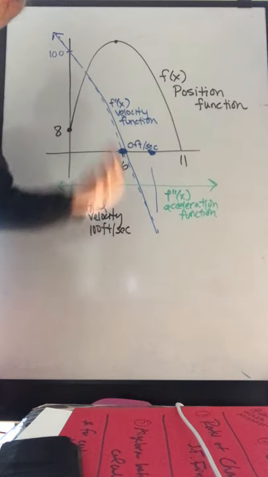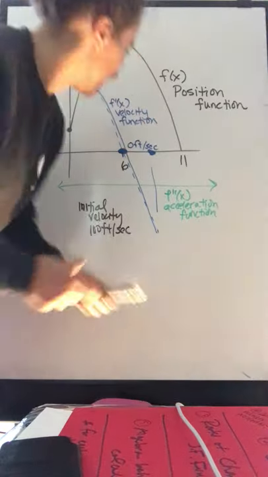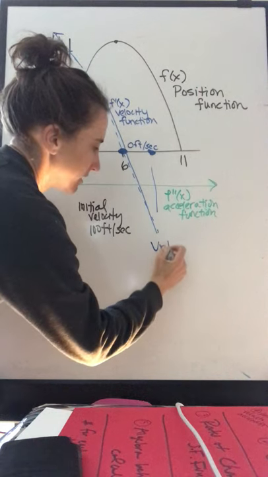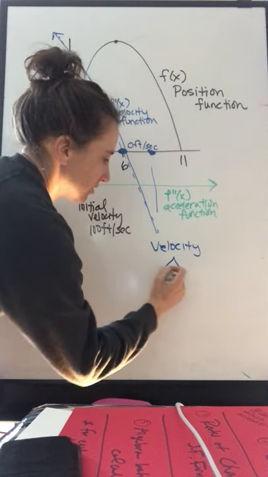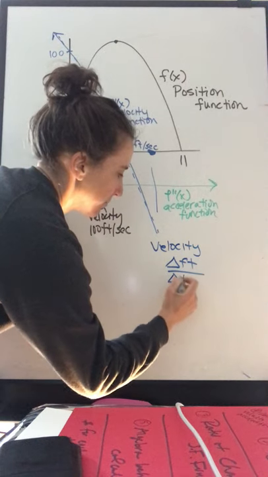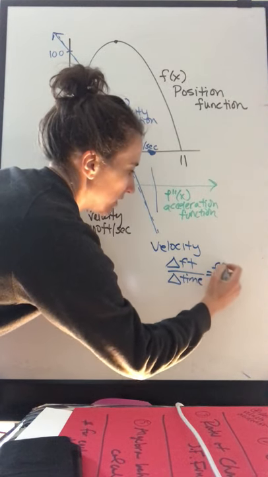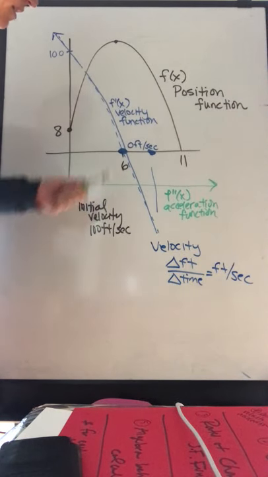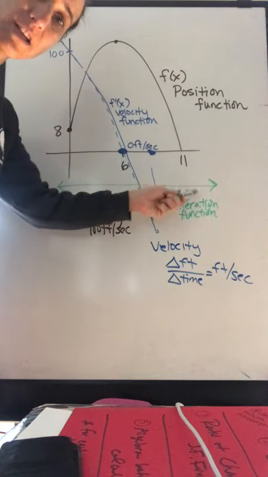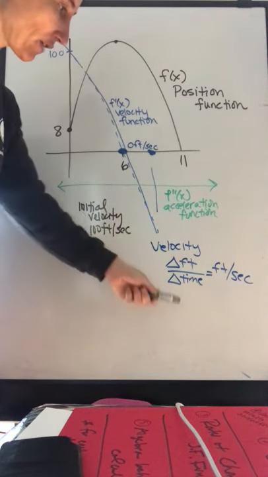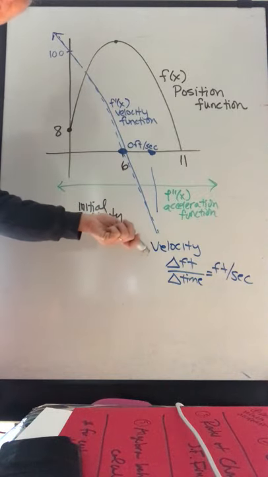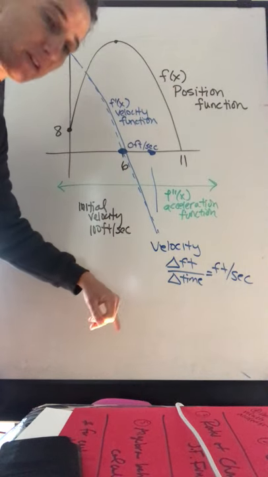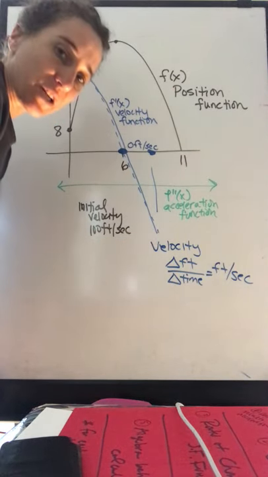Position function. The rate of change of the position function is velocity. There's your feet per second, right? Velocity, change in feet over change in time. Feet per second. So on this graph, at any given second, I can find how fast I'm going using the velocity line. If I want to know acceleration, I take the derivative of the derivative. I take the rate of change of velocity, gives me acceleration.